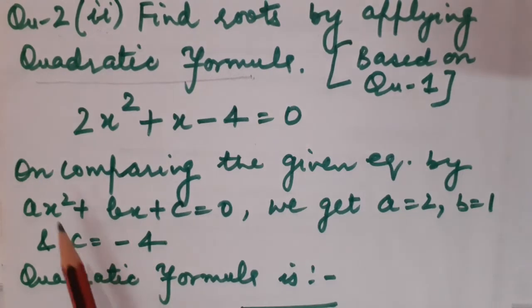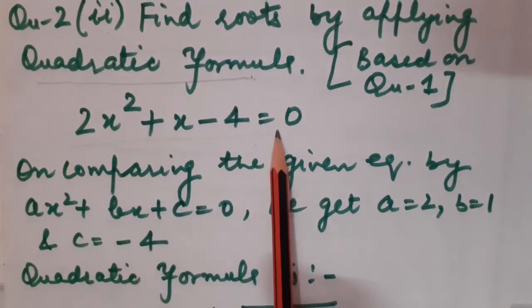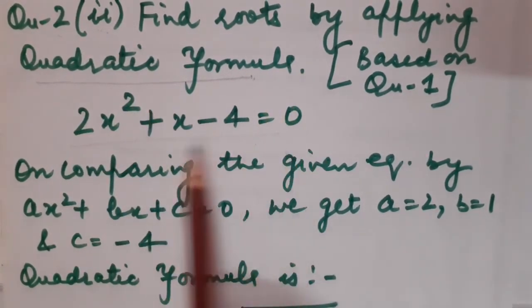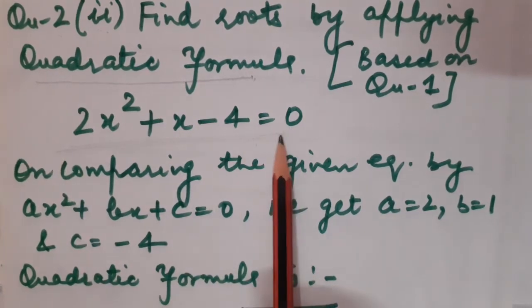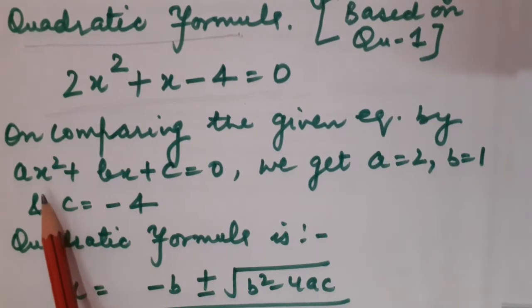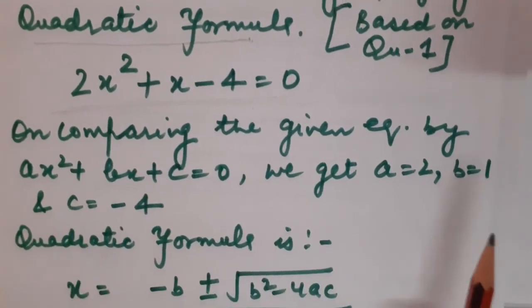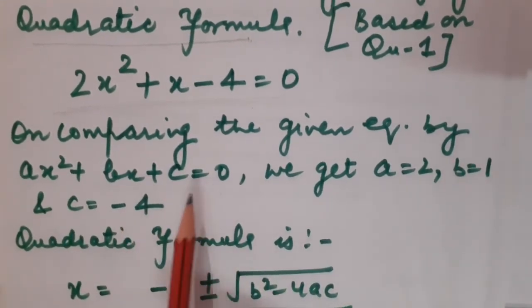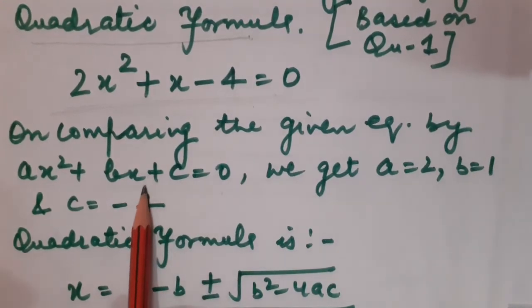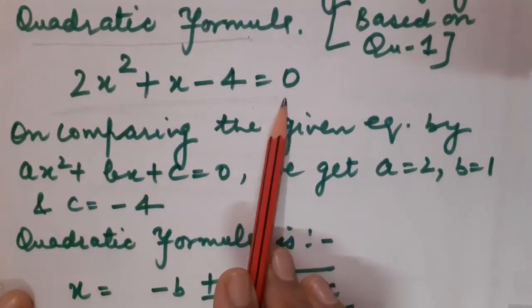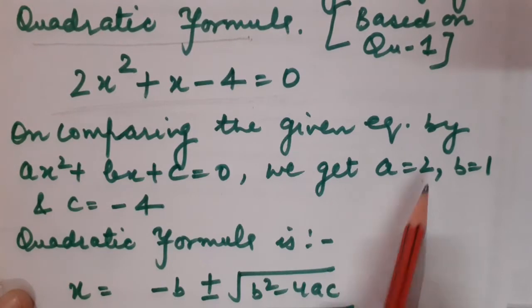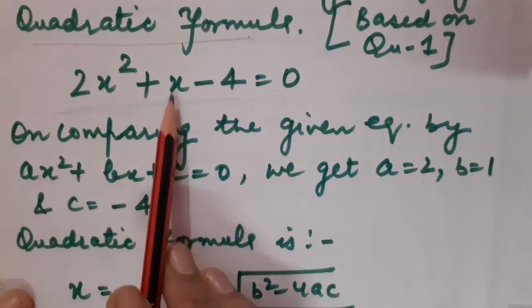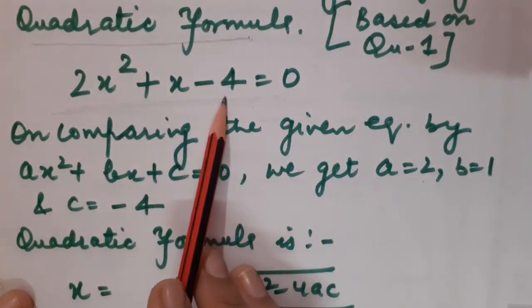Correct? Okay. So as you know, we have to first of all compare this given quadratic equation with the generalized form. What is the generalized form? That is ax square plus bx plus c is equal to 0. So while comparing this generalized form with this given quadratic equation, I have got a is equal to 2, b is equal to 1 and c is equal to minus 4.